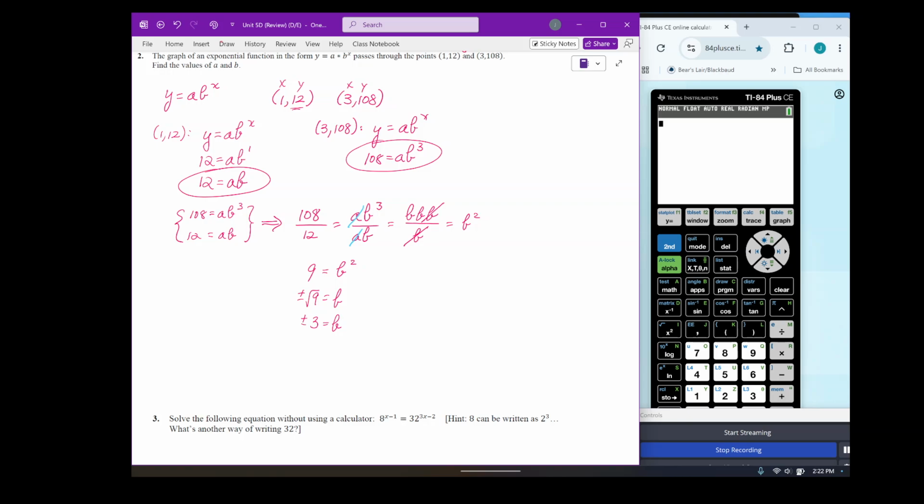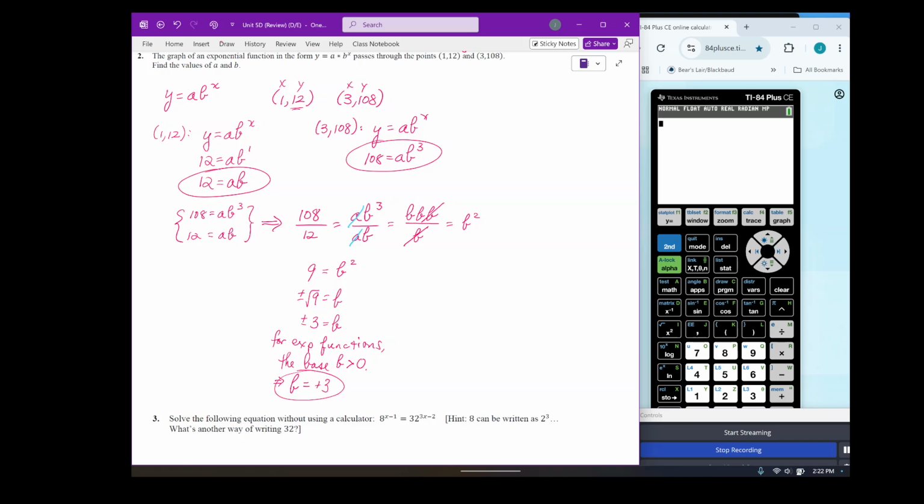Now, for exponential functions, the base, b, has to be positive, right? That's just by definition. So we can ignore the -3. Therefore, the b value must be +3, right? You don't need the plus there, but I'm just putting it there to emphasize. Okay, so now we know b is 3.